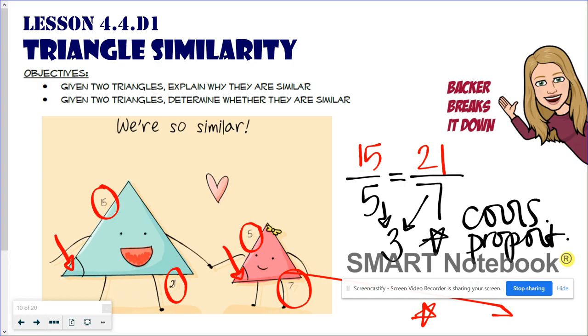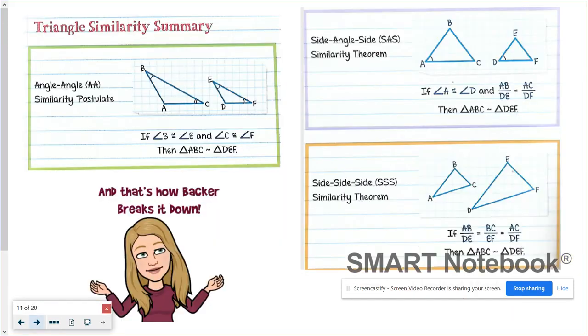So I've got a pair of congruent angles. I've got the pair of congruent sides, so I can say these are similar by side, angle, side. Okay, and there are three ways that we can prove similarity.